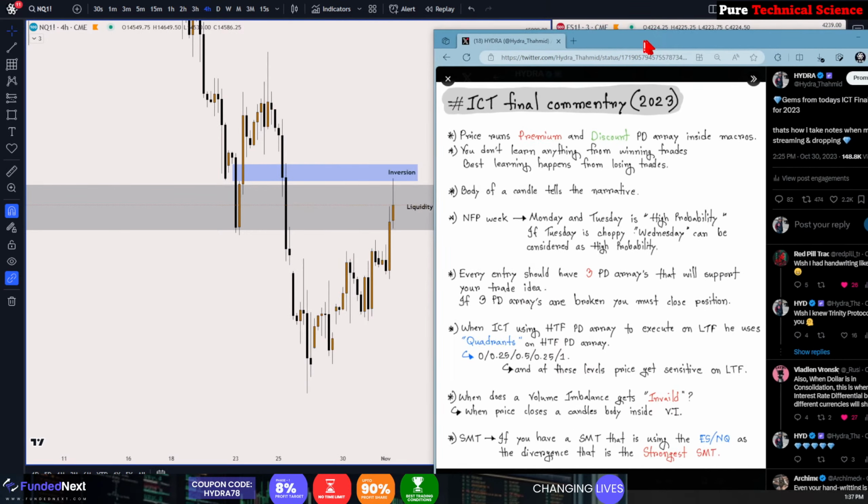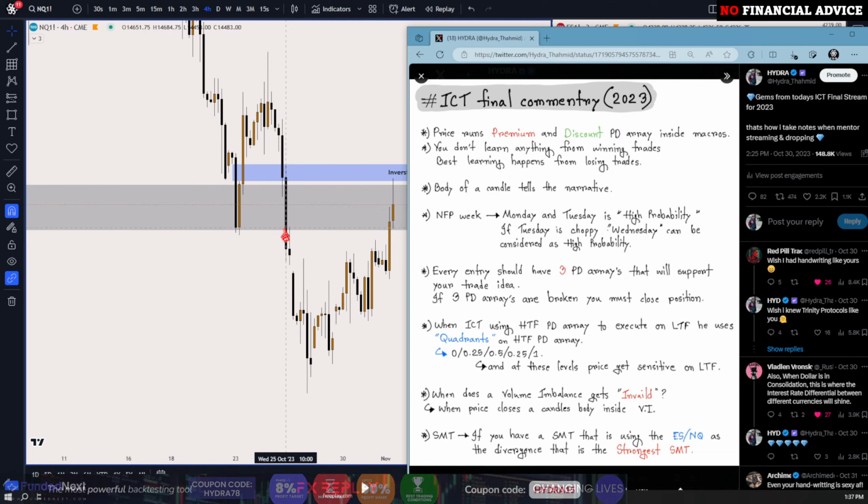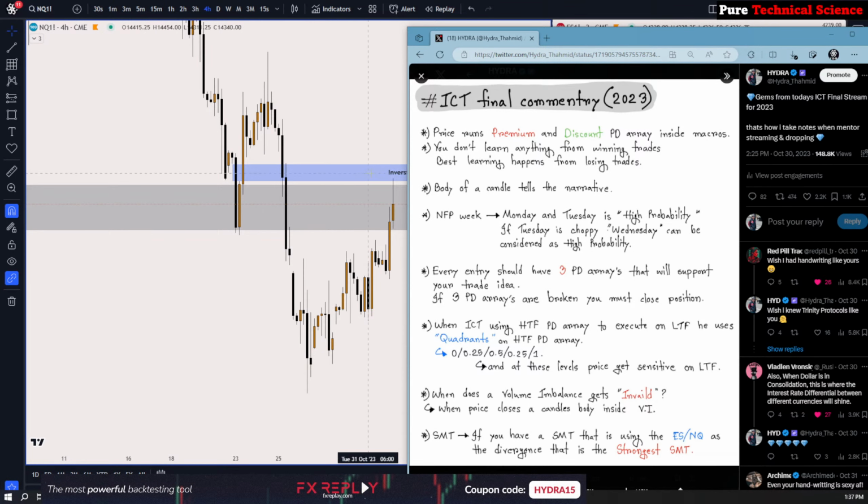So do we have 3 PD arrays that are supporting our trade idea? What trade idea? We're expecting bearish price action, right? So liquidity void from the daily chart, this fair value gap, you can consider liquidity void or this fair value gap. I'm using liquidity void because this is more powerful than just a fair value gap. Then we have this inversion, then we have this breaker. So we identified 3 PD arrays that are going with our narrative, which is towards sell side liquidity.